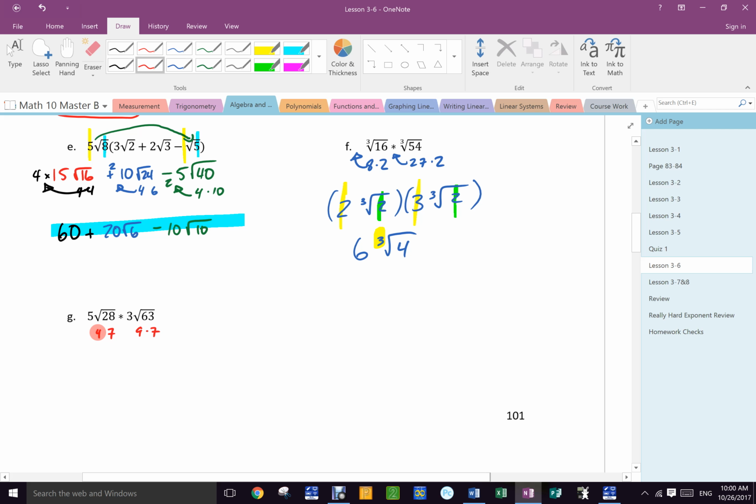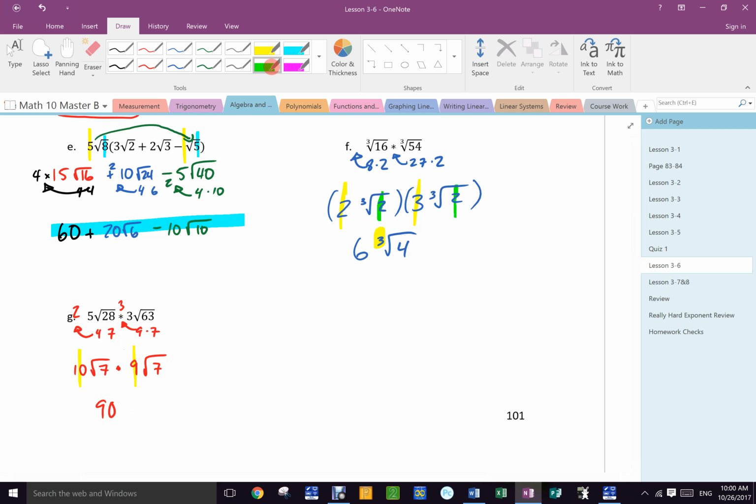Does 4 have a square root? What is it? So what comes out? 2. What was already out there? So what do we get? 10 root 7. What's the square root of 9? 3. So what comes out? 3. What was already out there? So what do we get? 9 root, what did I leave under there? 7. Now, what do I do with the coefficients? What's 10 times 9? 90.